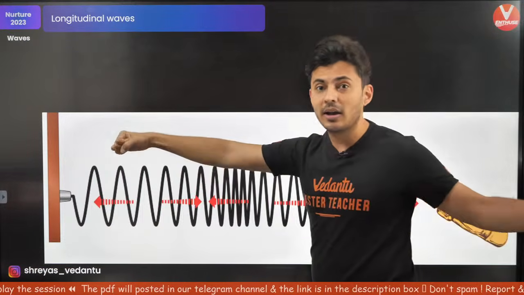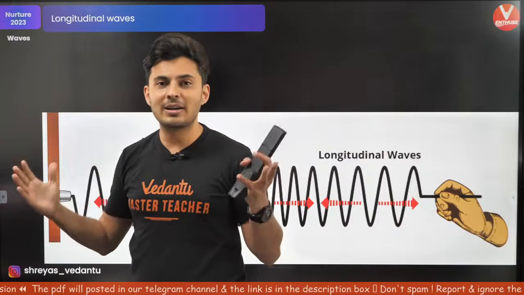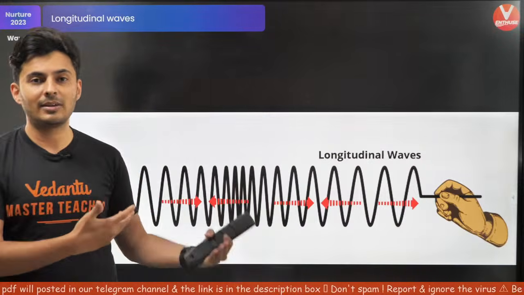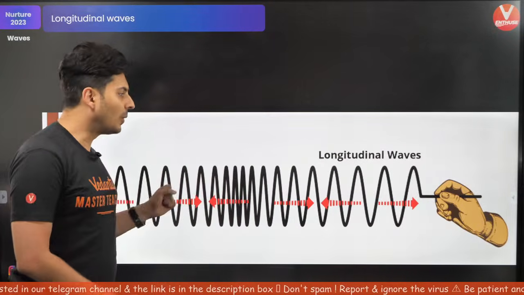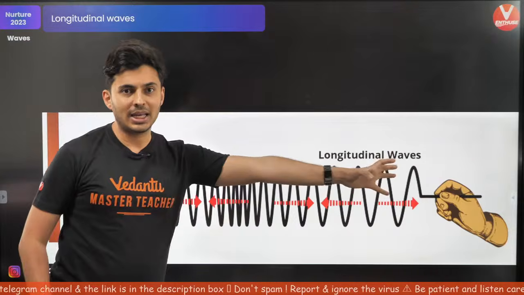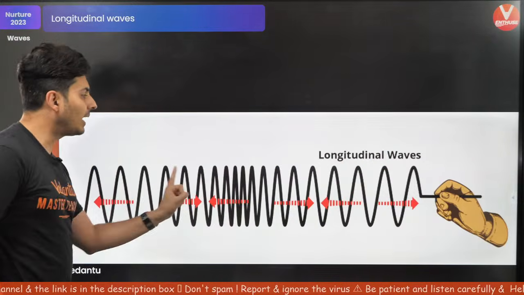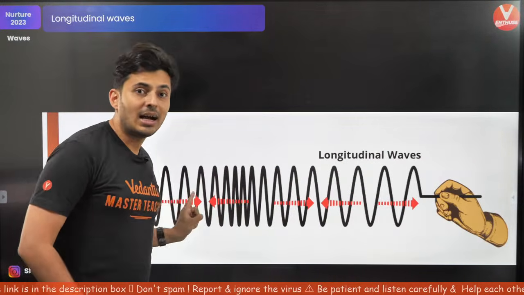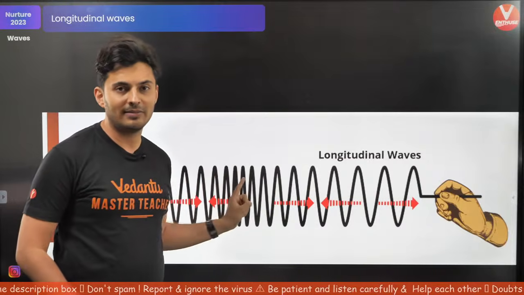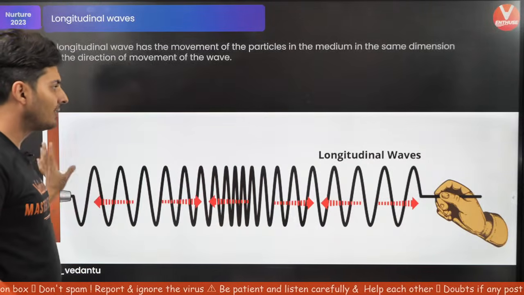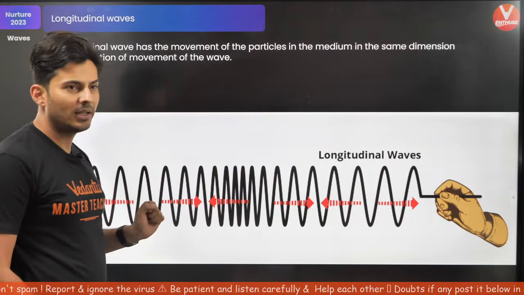Longitudinal, long, along. That's how you can remember it. Along the wave, longitudinal. So if the wave is going that way, then you will see the particles will have their motion along the direction of the wave. Along the direction of the wave. Those are called longitudinal waves.